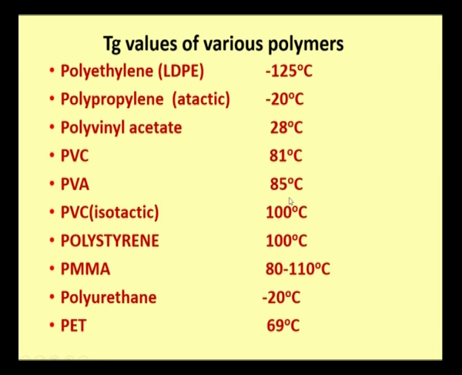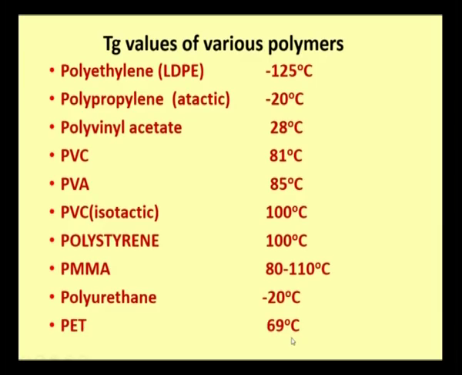Polyvinyl alcohol has a Tg value of 85 degrees Celsius. Polyvinyl chloride with isotactic structure has 100 degrees Celsius. Polystyrene is another aromatic polymer which has a Tg value of 100. Polymethyl methacrylate, the value lies between 80 and 110 degrees Celsius. Polyurethane, which is supposed to be a flexible polymer due to the presence of the linkage NHCOO. This linkage gives flexibility to the polymer, and hence the Tg value is much lower when compared to the other plastic materials. Polyethylene terephthalate, which is another PET material used for commercial applications, has a Tg value of 69 degrees Celsius.